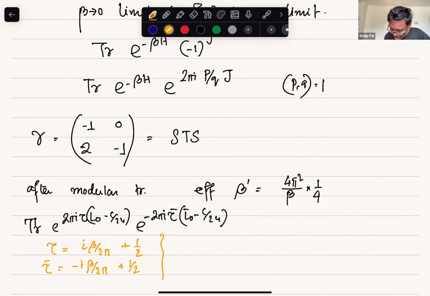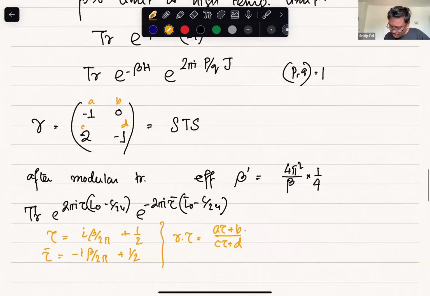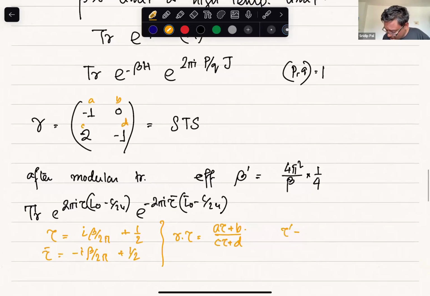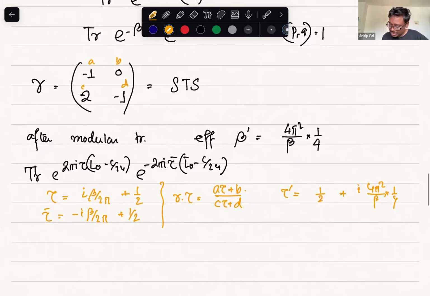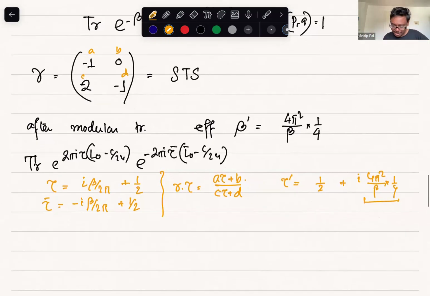And then this γ acting on τ gives you (Aτ + B)/(Cτ + D), where these are A, B, C, D. And once you do this transformation, then you will get τ′ to be 1/2 + i 4π²/β, or 1/4. So you can do this manipulation, and once you do this manipulation, you have this thing. And now you can see in the β going to 0 limit, this quantity goes to infinity. So again, everything gets projected onto the vacuum state.